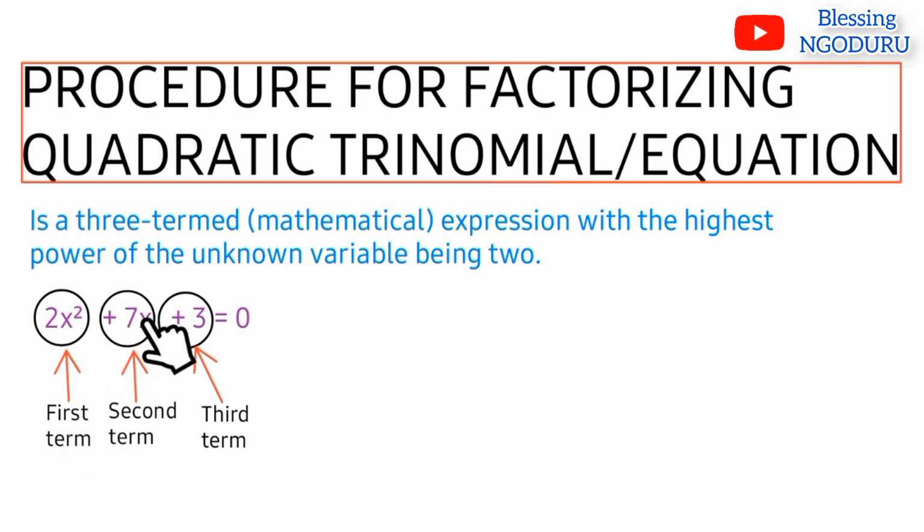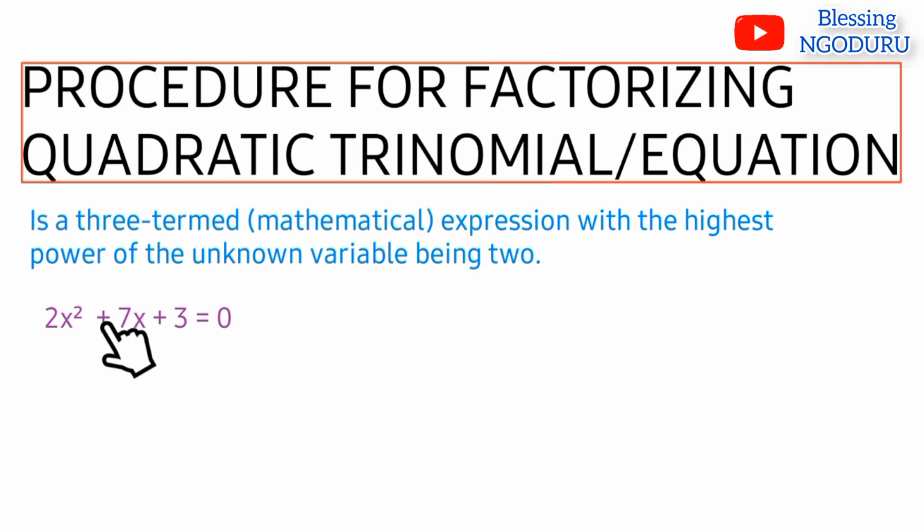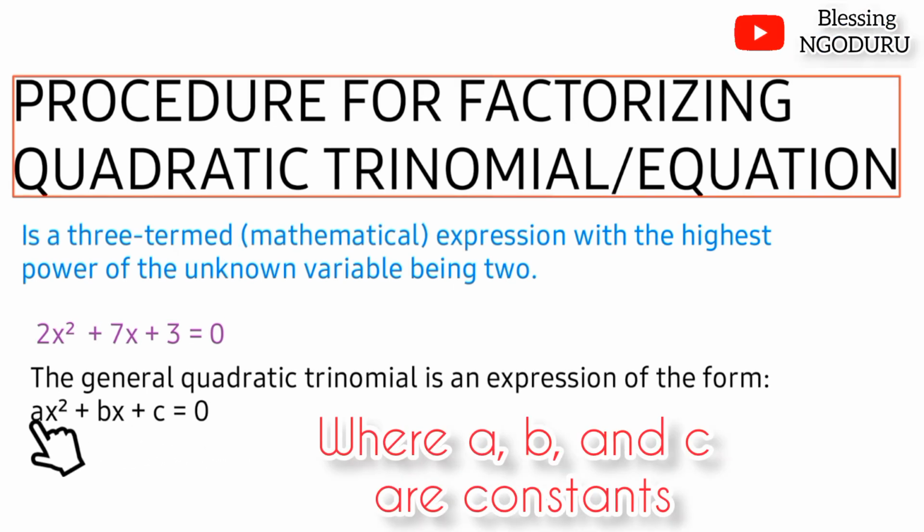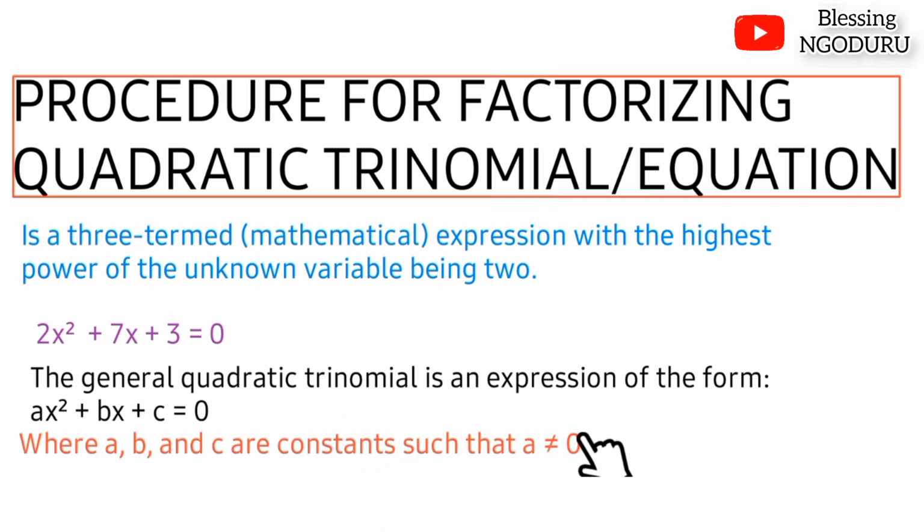term, plus 7x is the second term, while plus 3 is the third term. We also did say that the highest power of the unknown variable is 2. So in this equation or expression, the unknown variable here is x and the highest power is 2. The general expression of quadratic trinomial or quadratic equation is of the form ax² plus bx plus c equals 0, where a, b, and c are constants, such that a is not equal to 0.